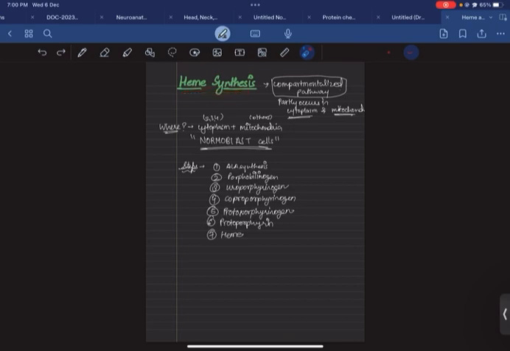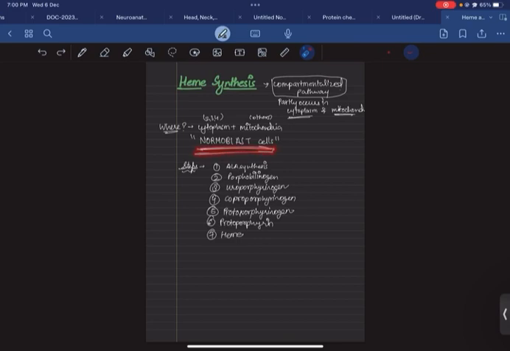Now heme synthesis, where does this occur? Obviously, like we discussed, partly in cytoplasm and partly in mitochondria. Now in what cells does it occur? All tissues can produce heme, except RBC, because there is not much machinery required. Now you might ask, why don't RBCs produce it? I just told you that some of it occurs in mitochondria. So it's impossible for RBC to produce heme, right?